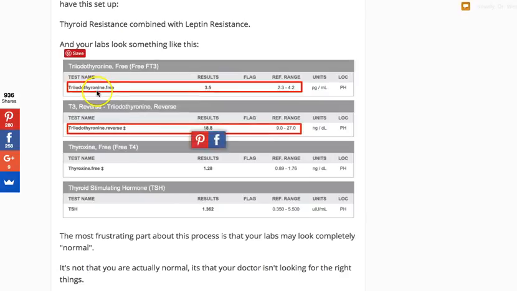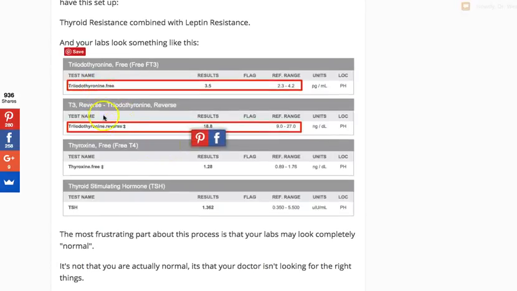So first of all, you'll notice here, the triiodothyronine, excuse me, is basically the amount of free T3 in the blood. And the triiodothyronine reverse is another name for reverse T3. So somebody with thyroid resistance may have normal levels of free T3, but has high levels of reverse T3. And that's a big deal because for every molecule basically of reverse T3, it competes with free T3 for binding.